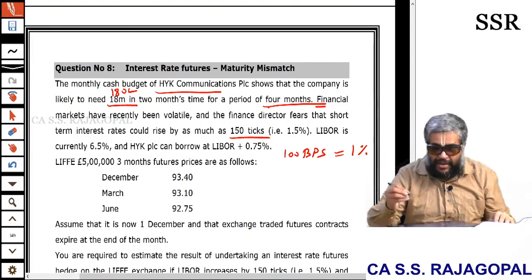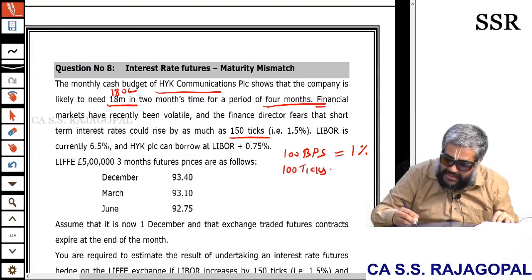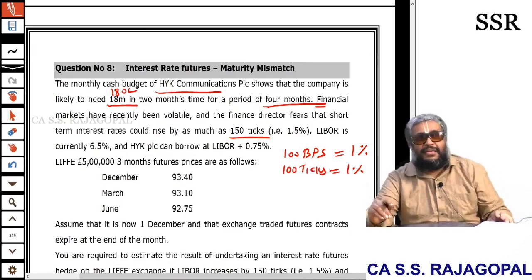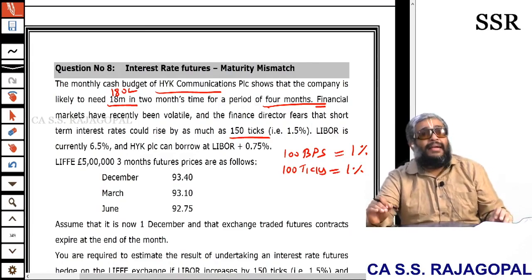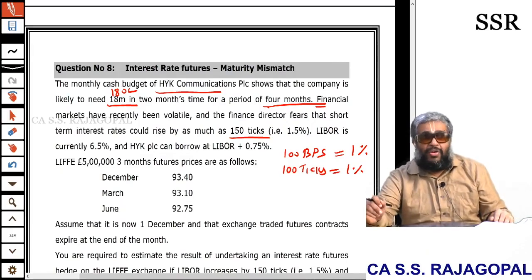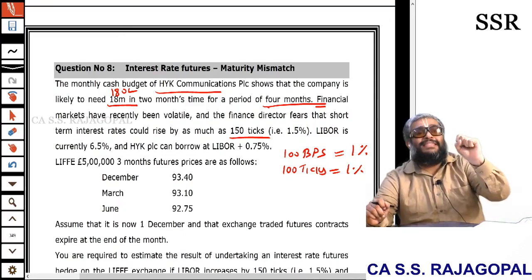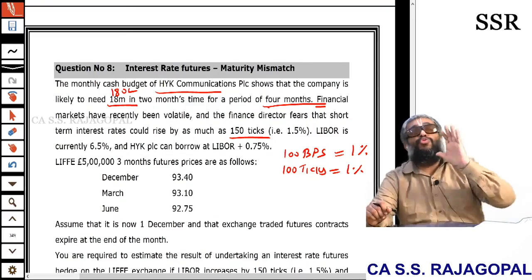All of you understanding? Now, in the market they can also call 100 ticks is equal to 1%. Basis points can also be called ticks. 100 ticks is equal to what? 1%. The tick size and so on they will be giving in the contract specification. 100 ticks is how much percent? 1%. Suppose interest rate changes by 0.25%.